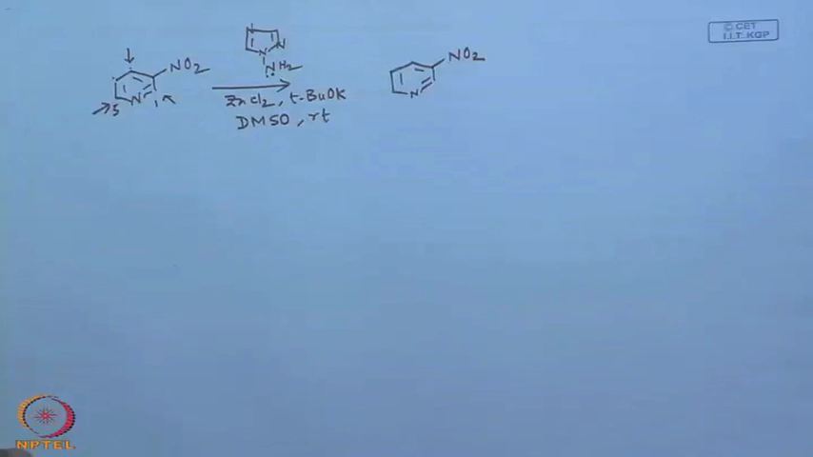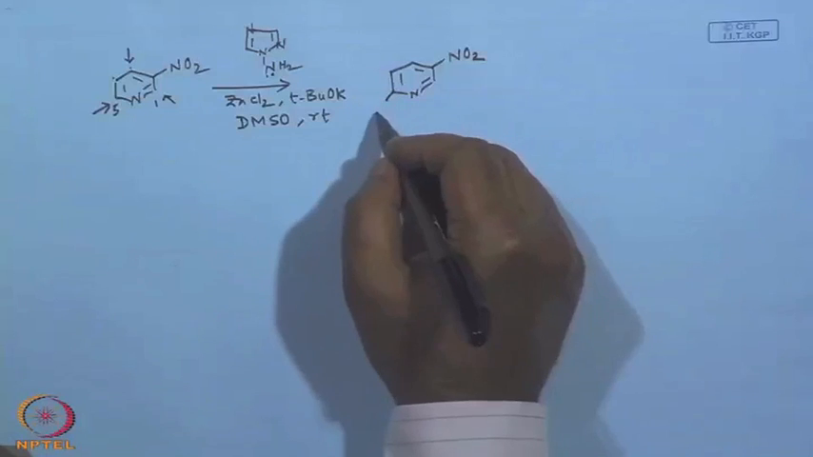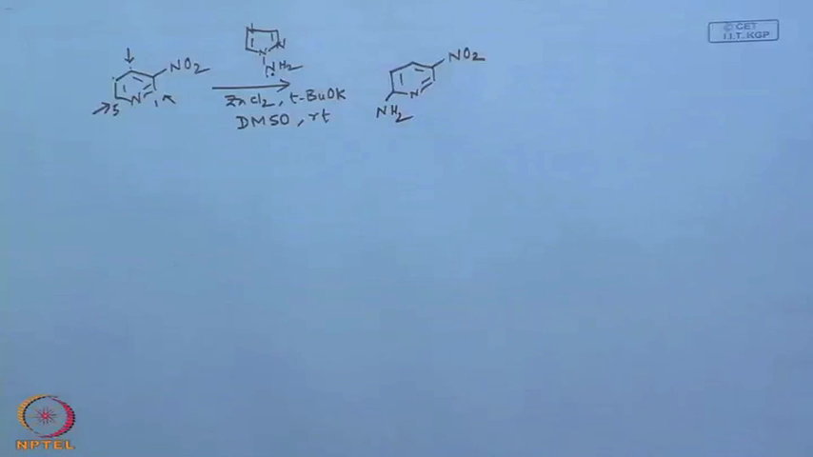So, what is the product then? Product is? 5-amino-3-nitro. Good, very good, that is it. That means it is a very good way of amination. Nucleophilic amination. All of us know hydrogen addition, but normally introducing an NH2 group by nucleophilic addition is very rare. In this case it is so easy, one can do it.